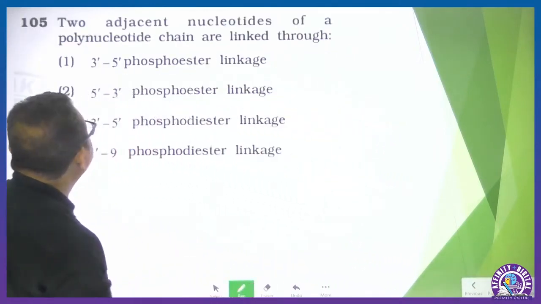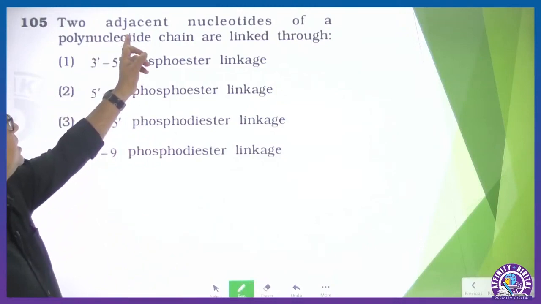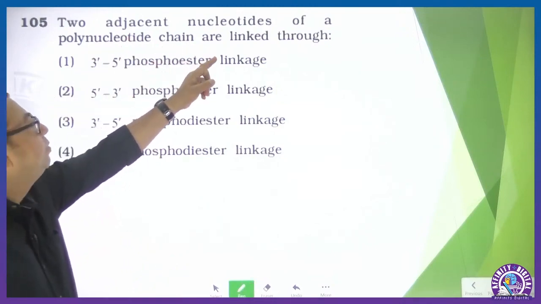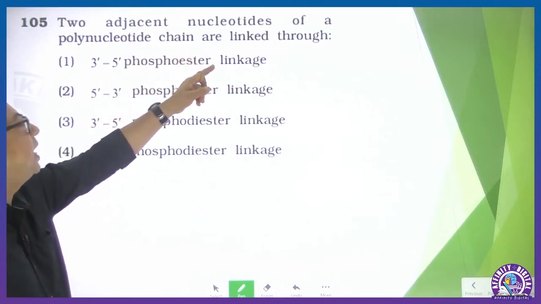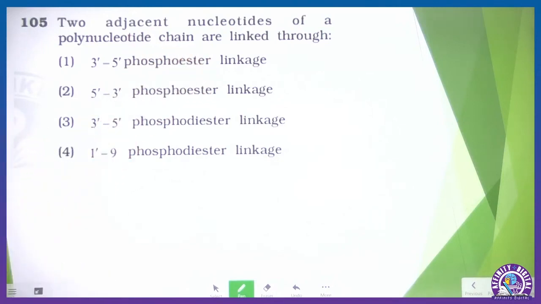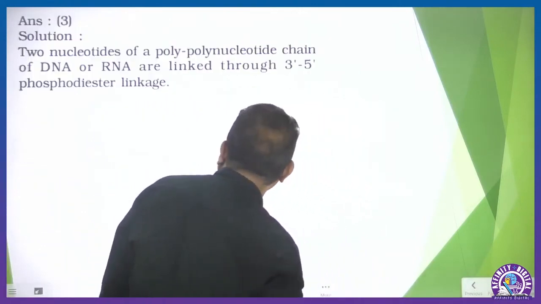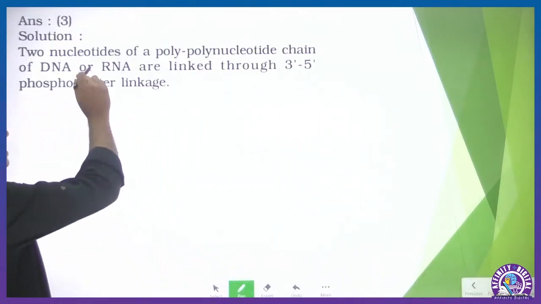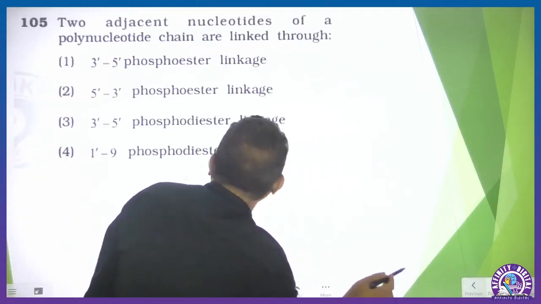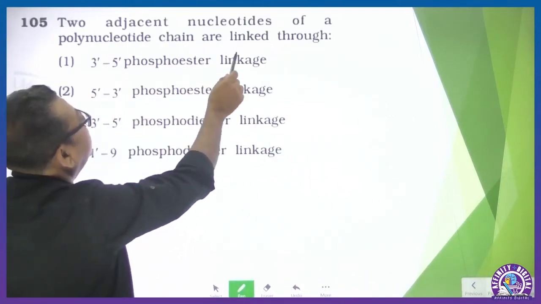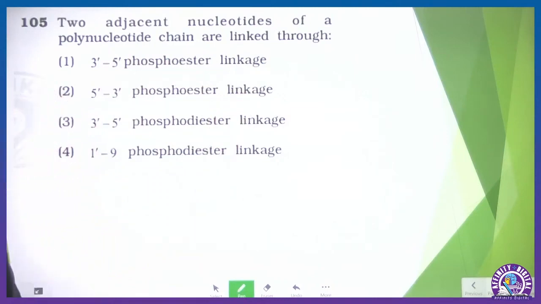अच्छा, देन नेक्स्ट क्वेश्चन, दिस इज अ क्वेश्चन ऑन मॉलिक्यूलर बेसिस ऑफ इनहेरिटेंस चैप्टर. टू एडजेसेंट न्यूक्लियोटाइड्स ऑफ ए पॉलीन्यूक्लियोटाइड चेन आर लिंक्ड थ्रू, देन व्हाट विल बी द आंसर? फॉर गेटिंग द आंसर, आंसर देखिए ये, लेट अस मूव ऑन टू द क्वेश्चन अगेन. Two adjacent nucleotides of a polynucleotide chain are linked through. So what will be that?